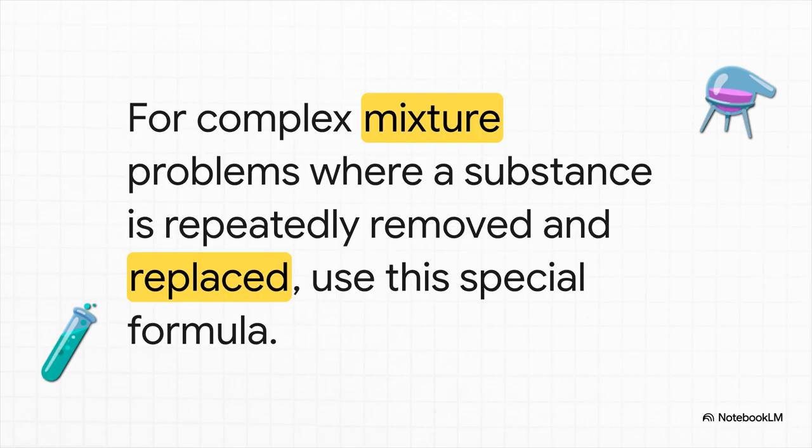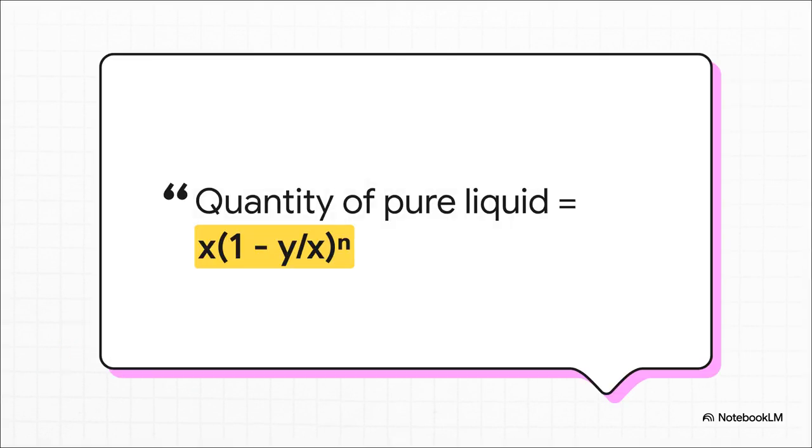Before we wrap up, let's look at one final advanced tool for a very specific type of problem. On some of the tougher exams, you'll see these complex mixture questions where something is repeatedly taken out and replaced. For those, there's a special formula you can use as a major shortcut. Here it is. Now, I know it looks a little intimidating, but each of those letters has a very simple job. X is just the amount you start with. Y is how much you swap out each time, and N is just the number of times you do the swap. For those really specific, tough mixture problems, knowing this formula can be a game changer. It's a great one to have in your back pocket.